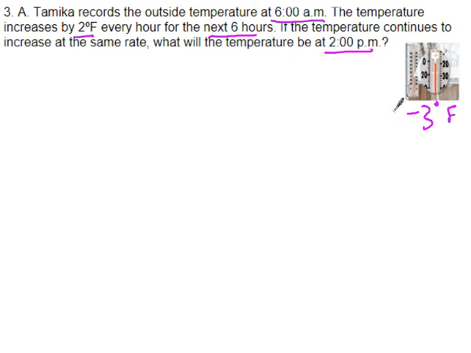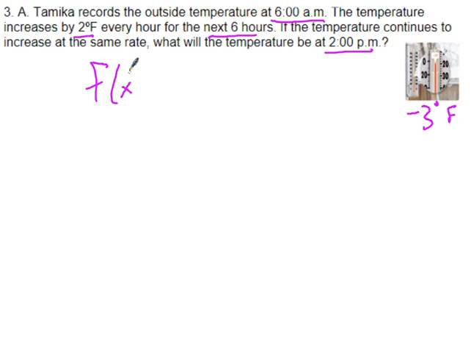So this is the starting temperature when she recorded it at 6 a.m. It started at -3 degrees Fahrenheit. So here's what I want you guys to do. I want you guys to write the equation in function notation, and let's see if you can do that on your own first, and then you can solve for what it would be at 2 p.m.